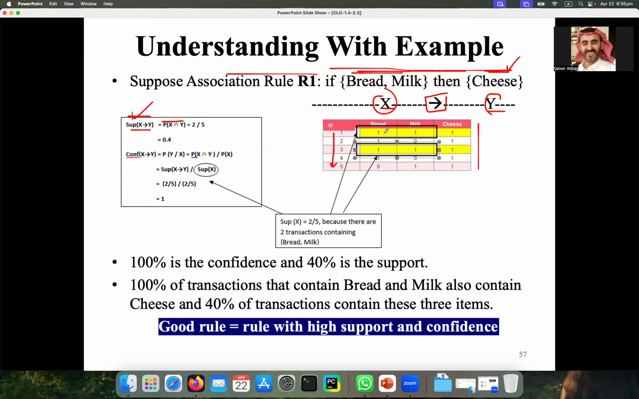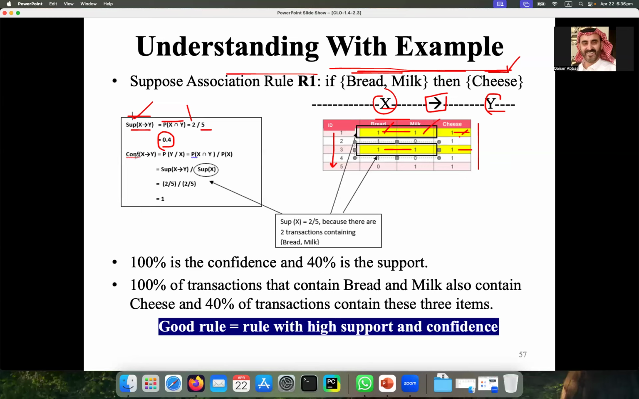Now I will see bread is done, milk is done, cheese is done with the 1. 1 means bought. So if bread and milk were bought, cheese is also bought. And here, if bread and milk were bought, cheese is also bought. In the other transactions, it was not like that, not like these yellow ones. So the count is 2 divided by the total number of transactions, which is 5, and then you will have the support value 0.4. Easy.